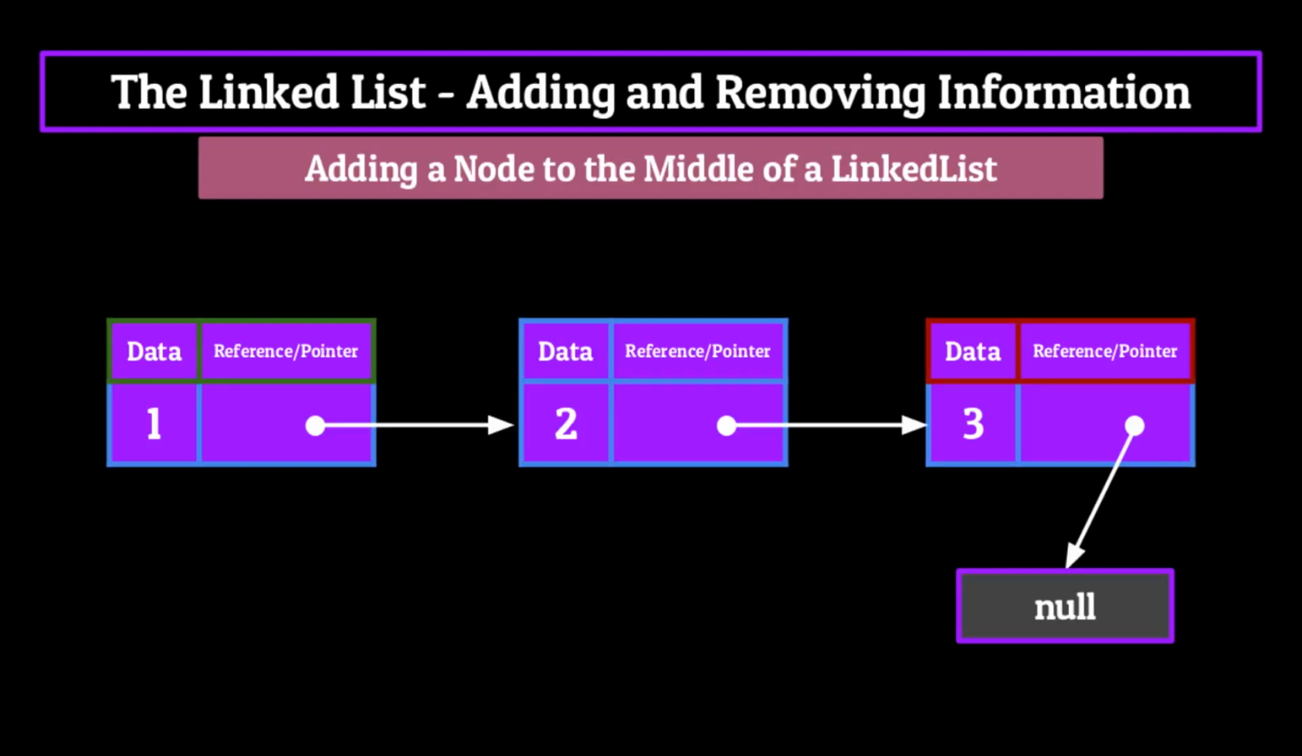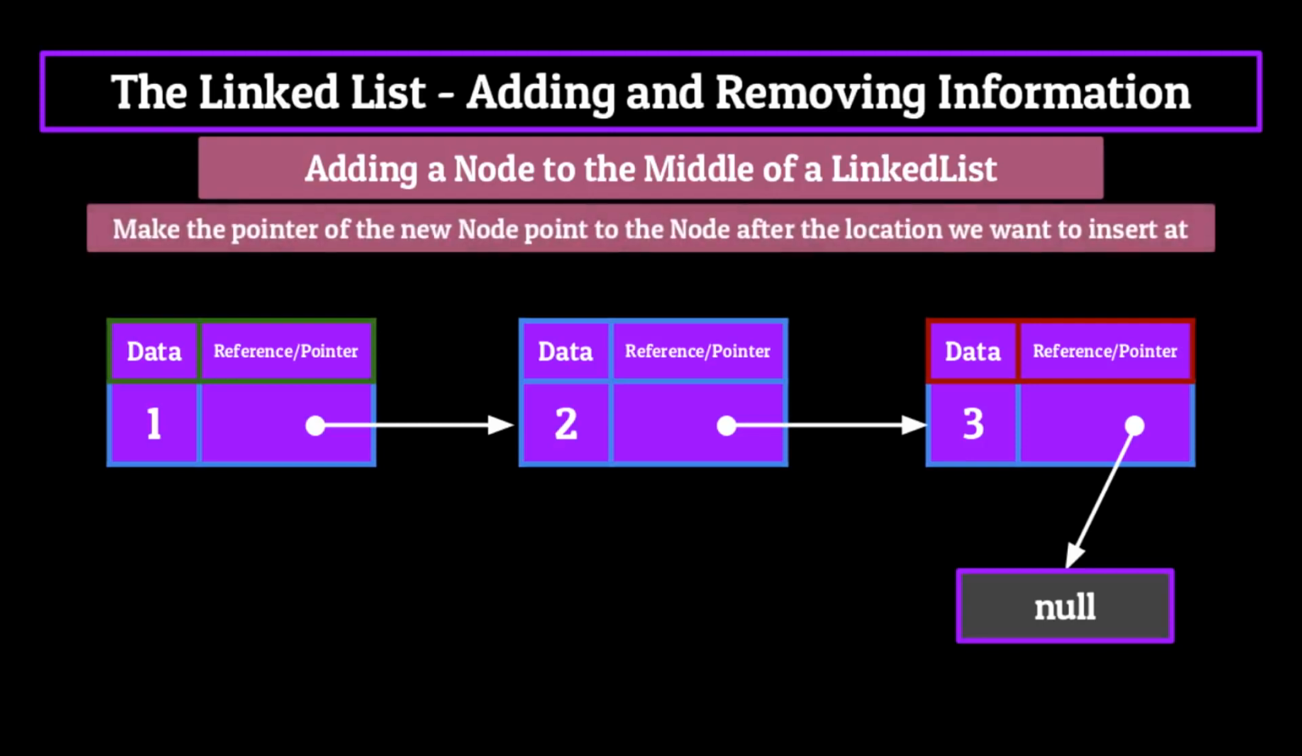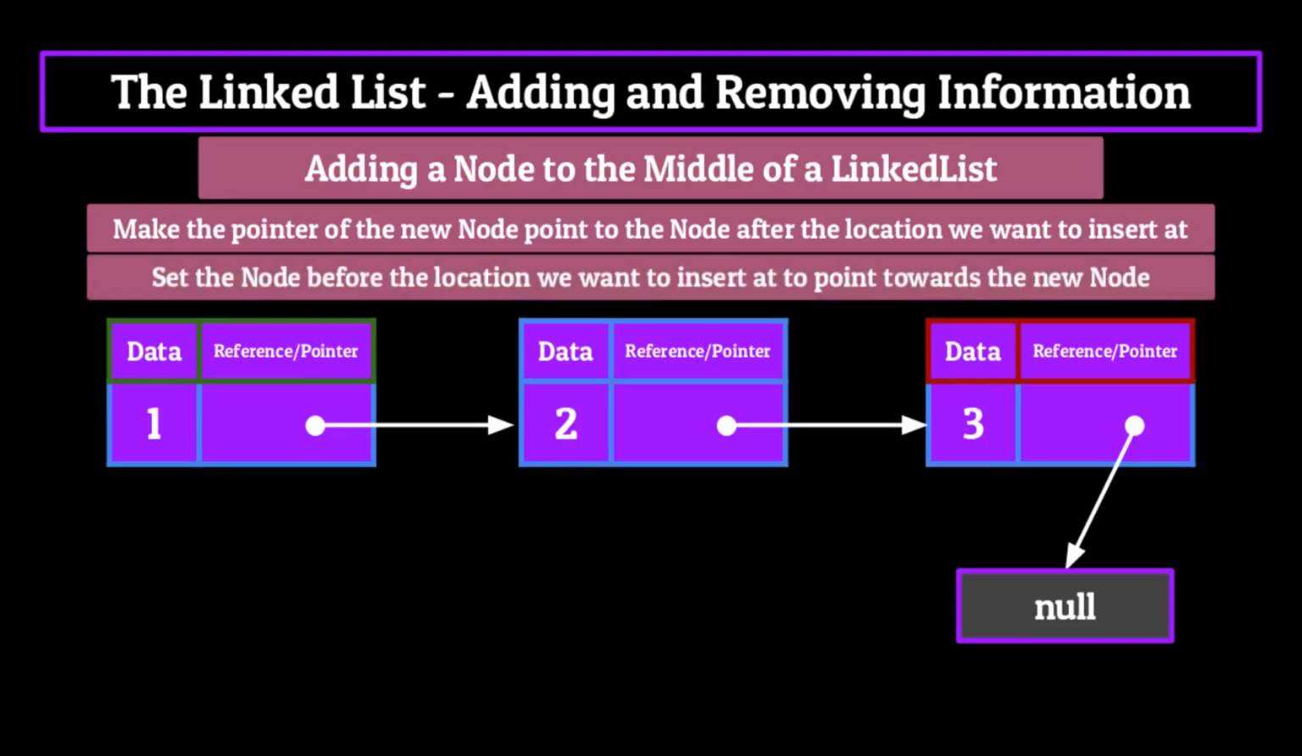We'll start with adding a node to the middle of a linked list. Adding to the middle of a linked list is a 2-step process. We first make the pointer of the new node point to the node after the location we want to insert at. Then, we set the node before the location we want to insert at to point towards the new node.